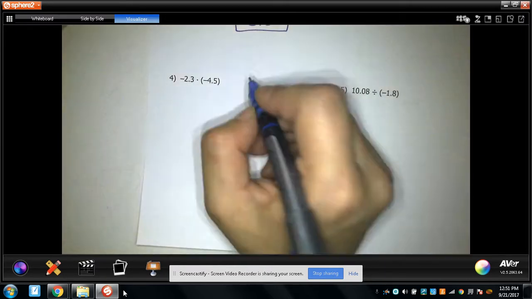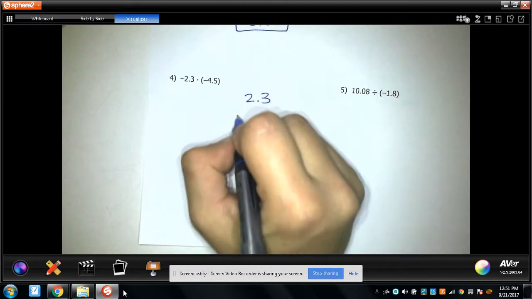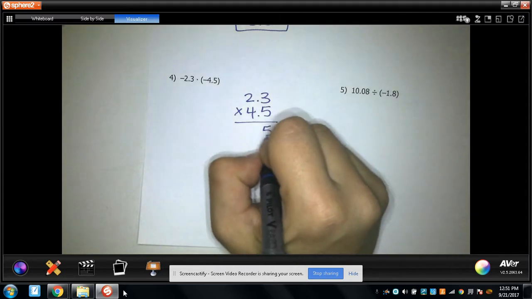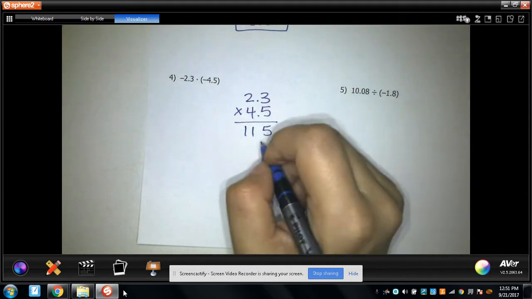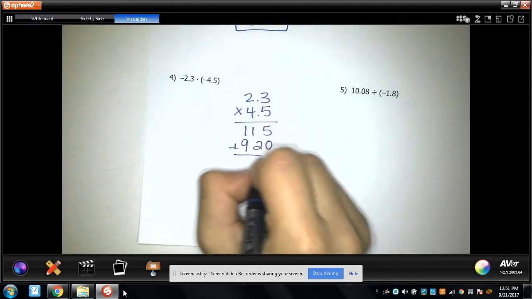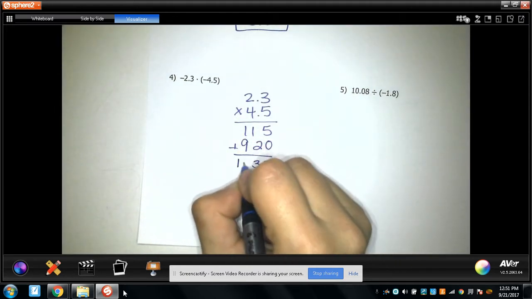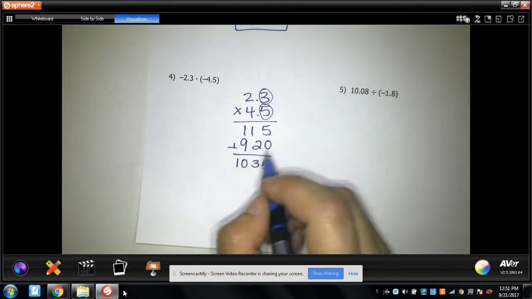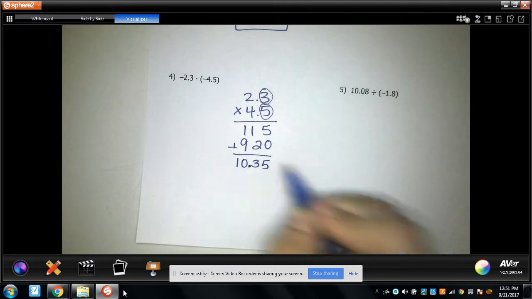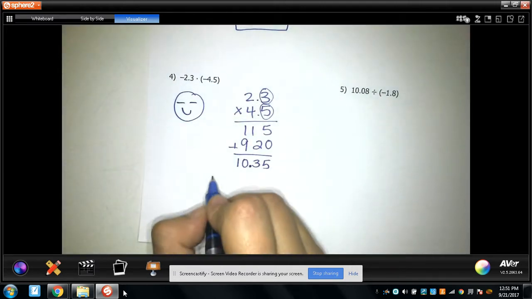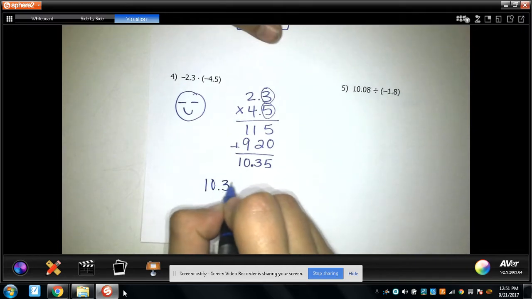All right. Now let's go on to multiplying and dividing. When you multiply and divide, you just multiply and divide like normal and then decide your sign at the end. Add. Okay, see how there's 2 numbers behind the decimal in the factors? So there has to be 2 numbers behind the decimal in my product. And since I have a negative times a negative, my answer is going to be positive 10.35.